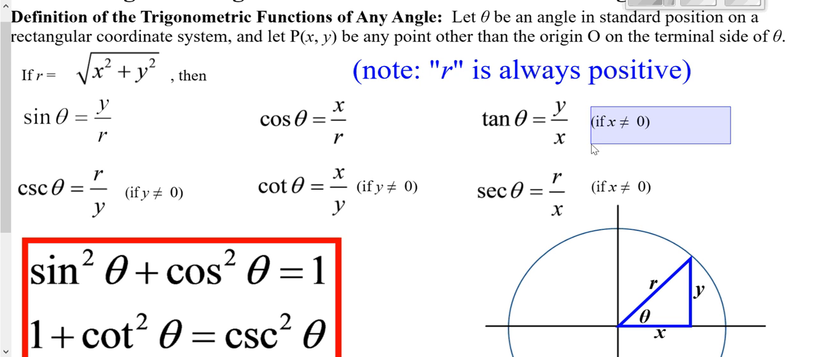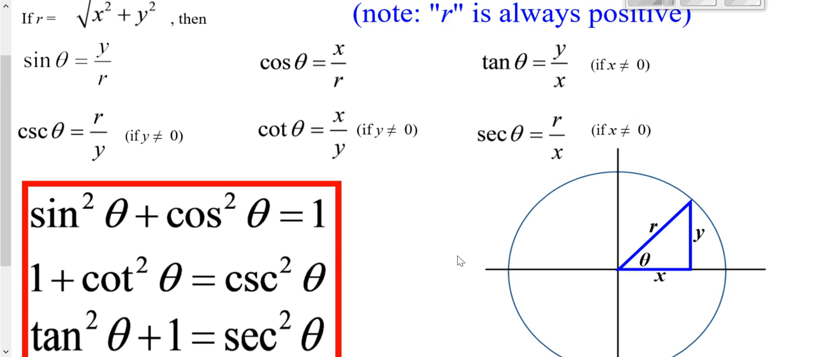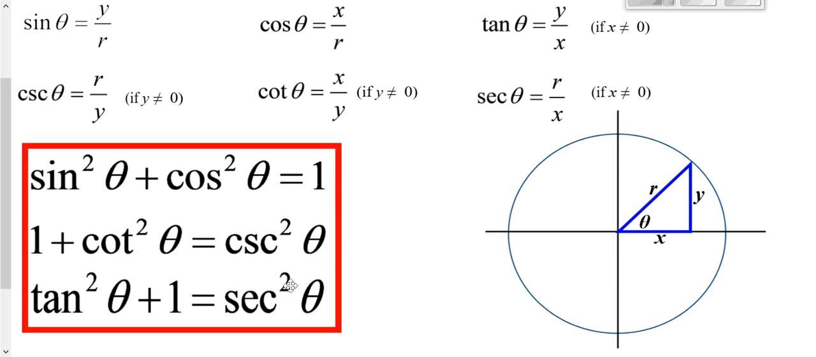Now, all these that have x and y in the bottom have restrictions because we can't divide by 0. Another thing on the side you should know is our three main Pythagorean theorem identities: sine squared plus cosine squared equals 1; 1 plus tangent squared equals secant squared; and cotangent squared plus 1 is equal to cosecant squared. Those are all related to your Pythagorean theorem for your circle over here.